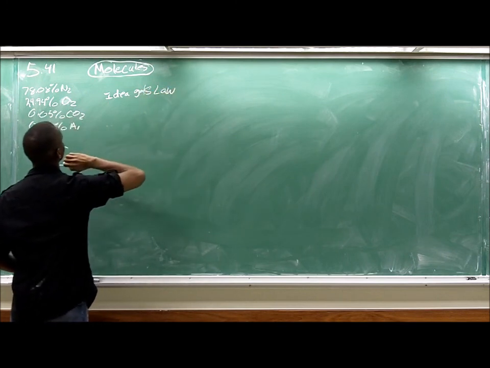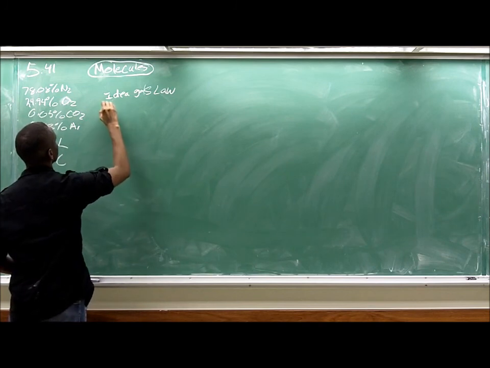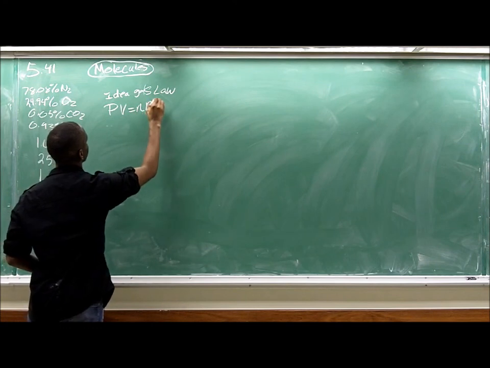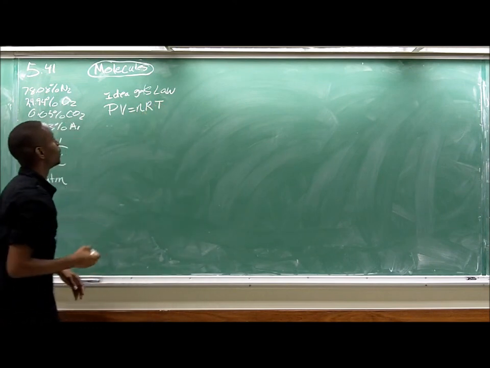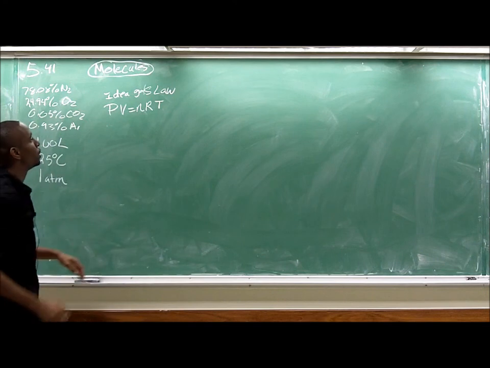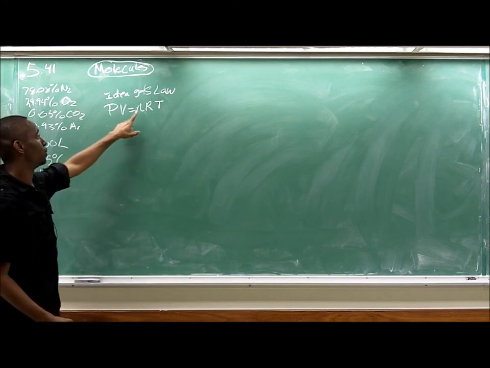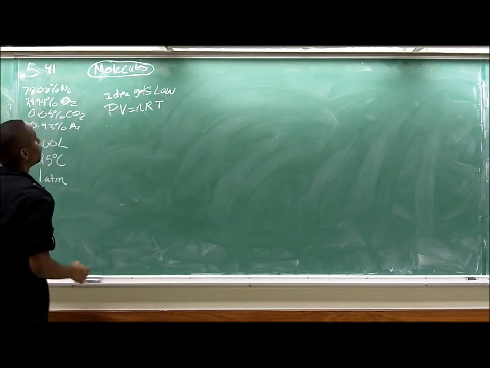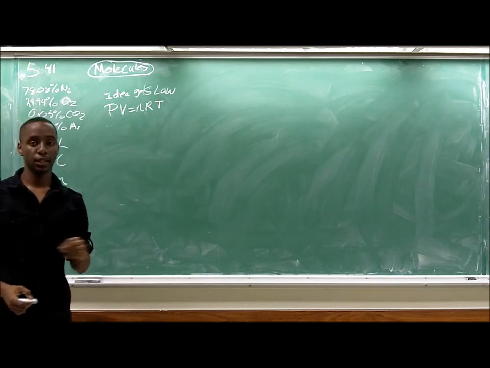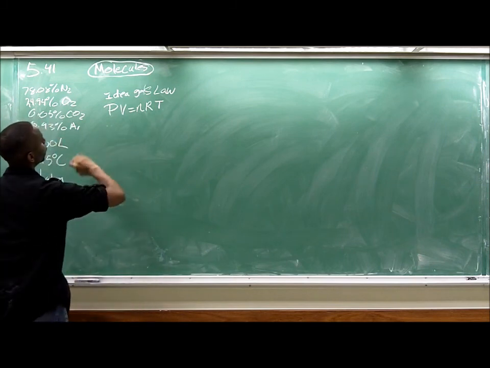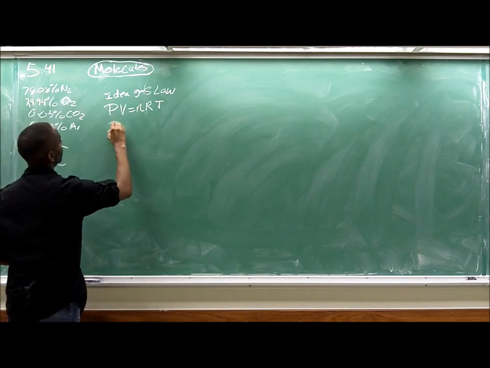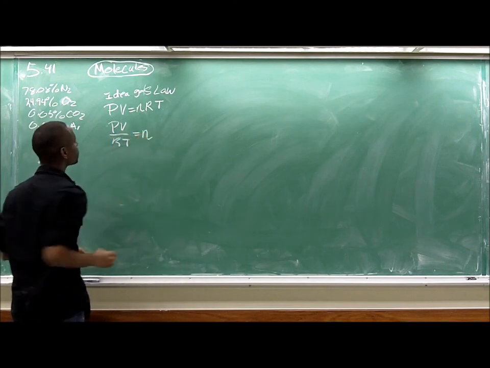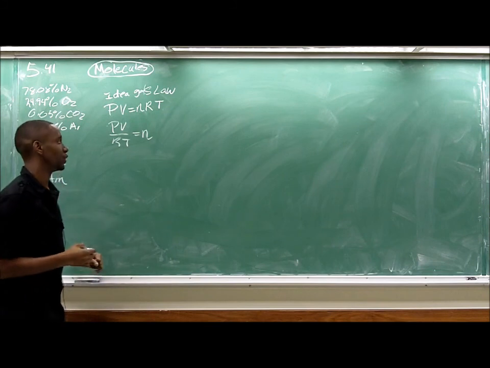This is something you should memorize for your exam: PV equals nRT. P is for pressure, V is for volume, n is for moles, R is a constant, and T is for temperature. So we must manipulate this equation to solve for moles. We can manipulate it into PV over RT equals n. And from here, it's just plug and chug.